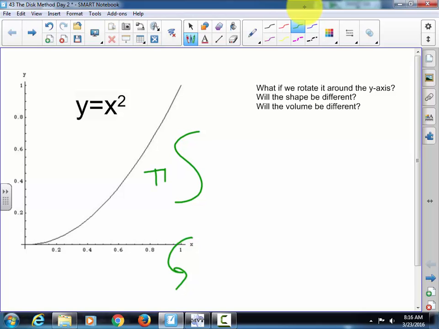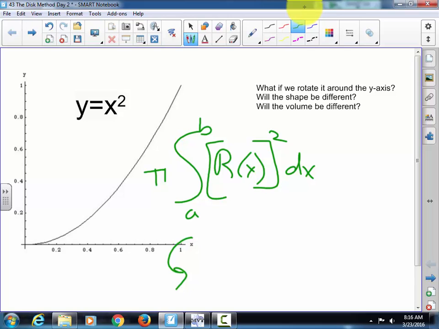Pi r squared. Okay, and we were integrating from one end to the other, and we were integrating with respect to x because we were going about the x-axis. Okay, that was our basic formula. And we got this really from pi r squared h. Remember, pi r squared is the area of the circle, h is the height, and the integration somehow magically takes care of the heights for us in there, okay? So that's what we talked about last time.